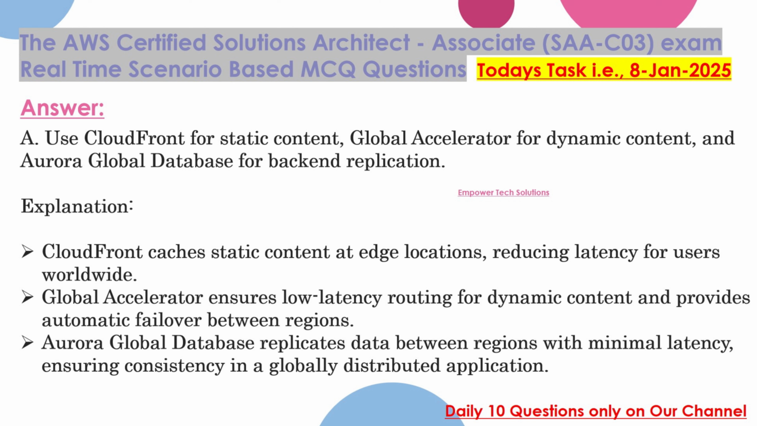Explanation: CloudFront caches static content at edge locations, reducing latency for users worldwide. Global Accelerator ensures low latency routing for dynamic content and provides automatic failover between regions. Aurora Global Database replicates data between regions with minimal latency, ensuring consistency in a globally distributed application.